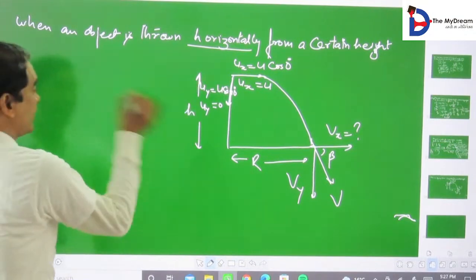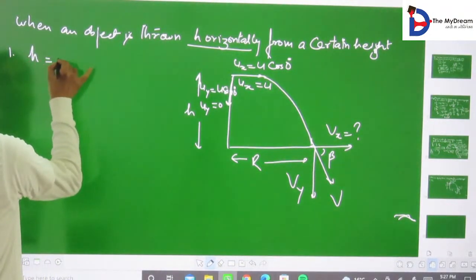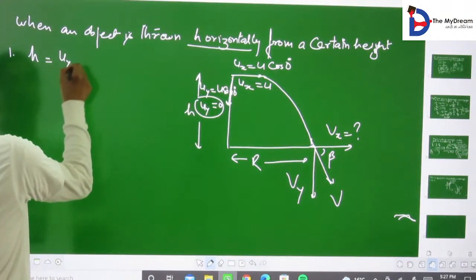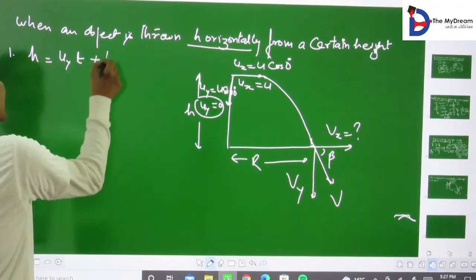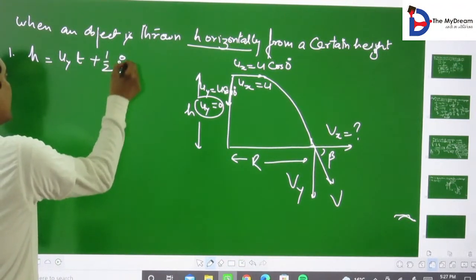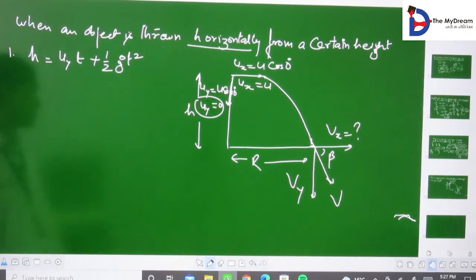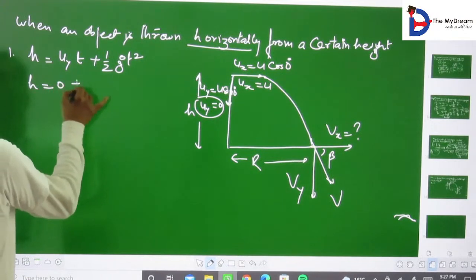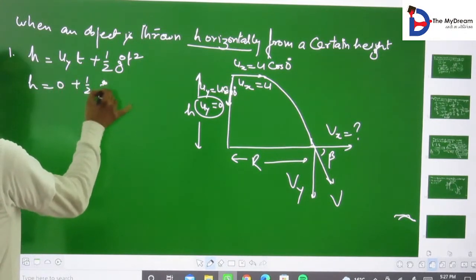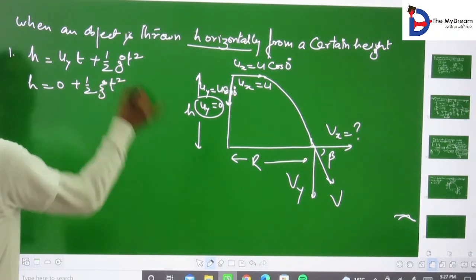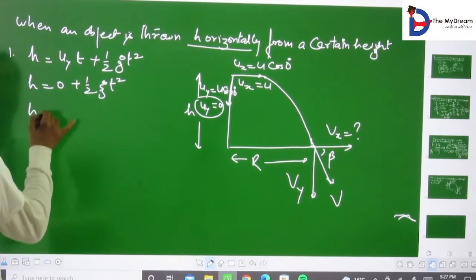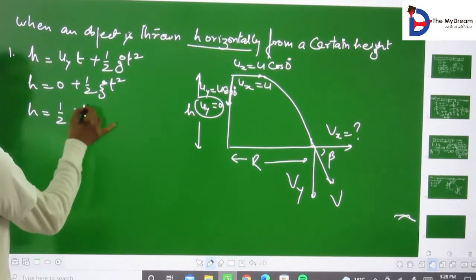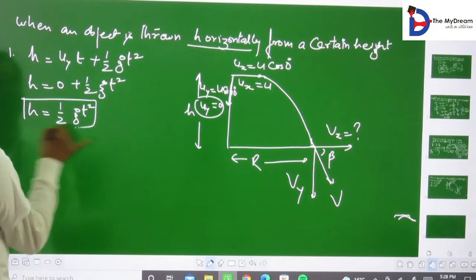This is the height h. Height is because of this velocity uy and t. Where is the body going, down, gravity positive, and uy is equal to 0. Then capital H, small h is given by half g t square.